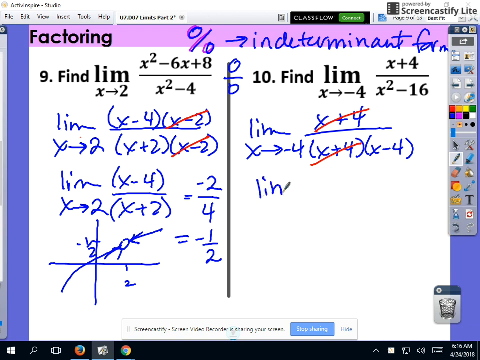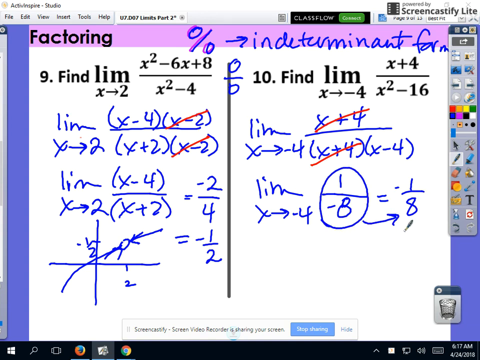You have the limit as x approaches negative 4 of 1 over... oh, not 1 over 0, 1 over negative 8. Sorry. And then you end up with negative 1/8 as your final answer. Maybe there's some confusion on this. You can take the limit of a value, it's just that value.